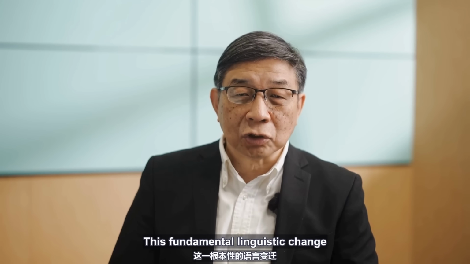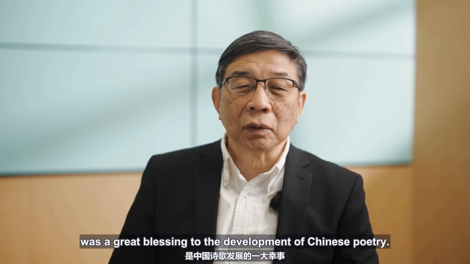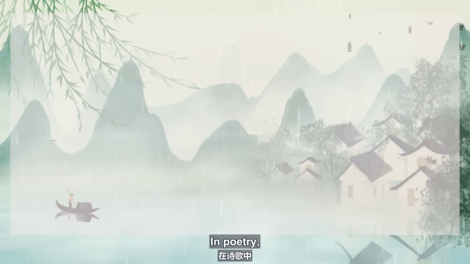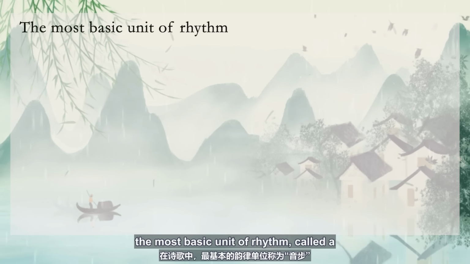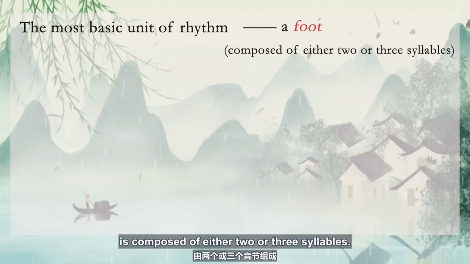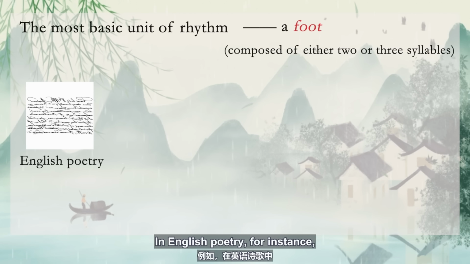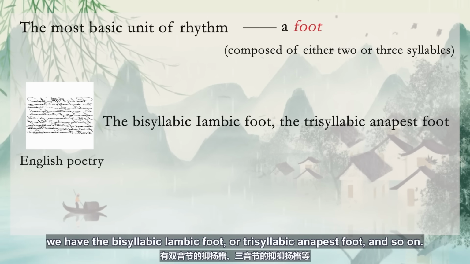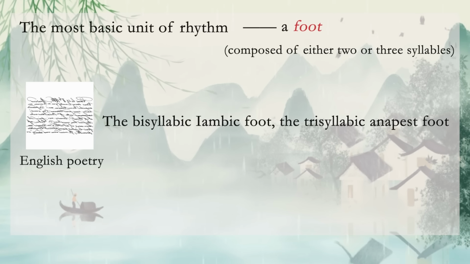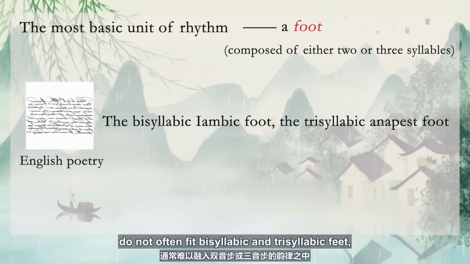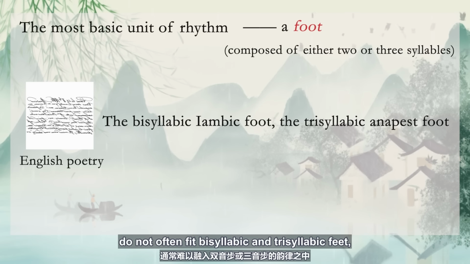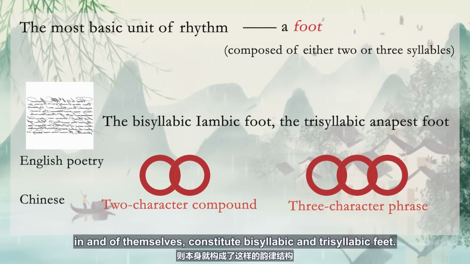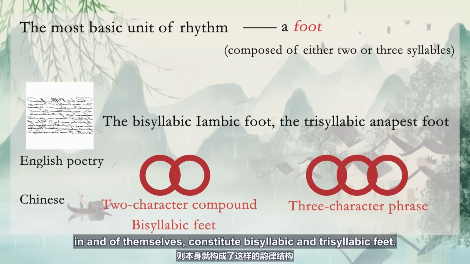This fundamental linguistic change was a great blessing to the development of Chinese poetry. It brought about an ideal convergence of sound and sense. In poetry, the basic unit of rhythm, called a foot, is composed of either 2 or 3 syllables. In English poetry, for instance, we have the bisyllabic iambic foot, or the trisyllabic anapaest foot, and so on. While polysyllabic English words do not often fit the bisyllabic and trisyllabic foot, Chinese 2-character compounds and 3-character phrases, in and of themselves, constitute bisyllabic and trisyllabic feet.